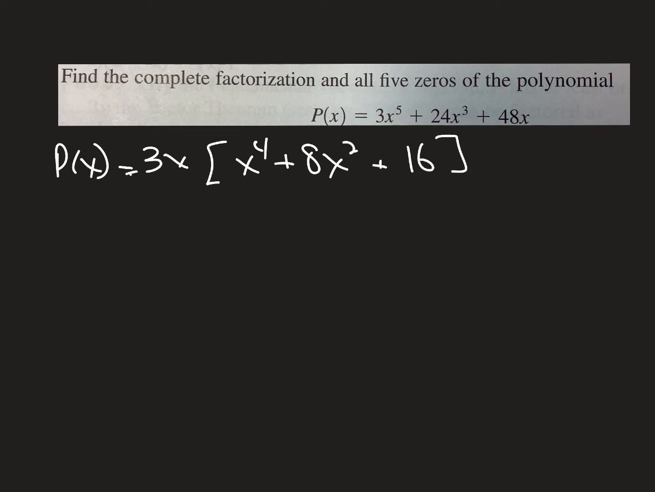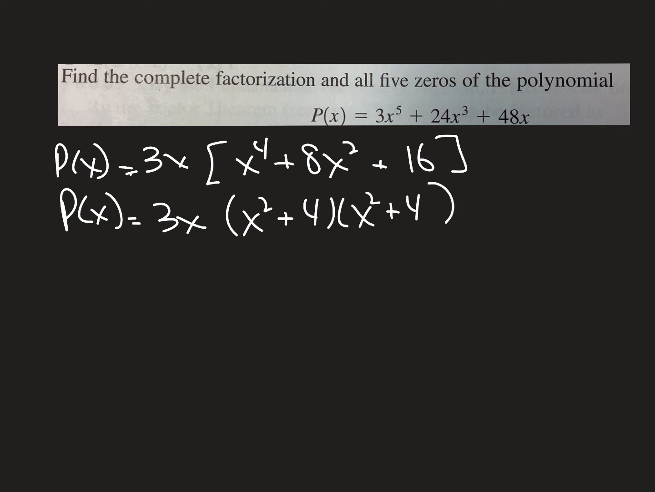It says find the complete factorization and all 5 zeros. This one has 5 zeros. So first thing I notice when I start this thing is it has a GCF. I can pull out the 3x. If I pull out the 3x, that's going to leave an x to the 4th plus 8x squared plus 16. All right, so I'm going to keep trying to factor that some more. I think that's going to be x squared plus 4 and x squared plus 4 because 4 times 4 is 16, 4 plus 4 is 8. That works really great. So before I can find the complete factorization, I need to completely factor.